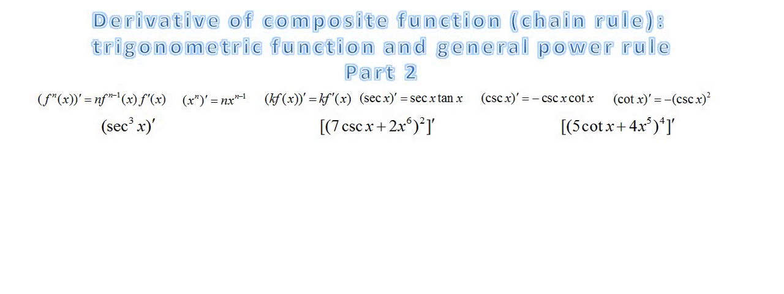Today I'm gonna talk about the derivative of composite functions, the chain rule, specifically trig functions and the general power rule, part 2. Now let's recall what the general power rule is. The general power rule can be written as the derivative of f(x) to the power n equals n times f(x) to the power n minus 1 times the derivative of f(x).